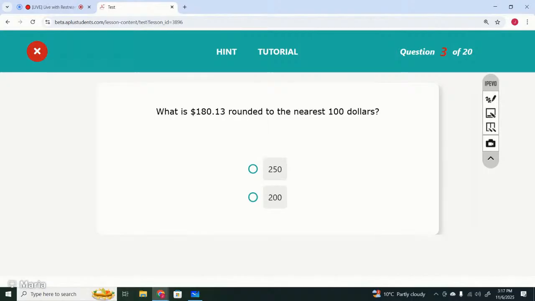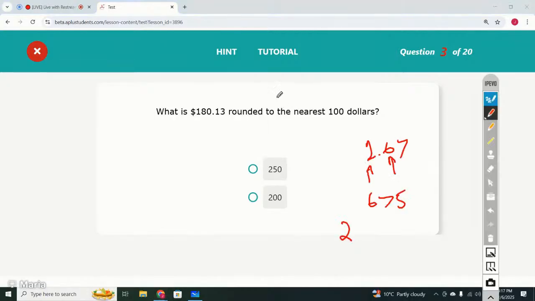What is $180.13 rounded to $100? So we need to round 180.13 to the nearest $100. Very good. That is $200.